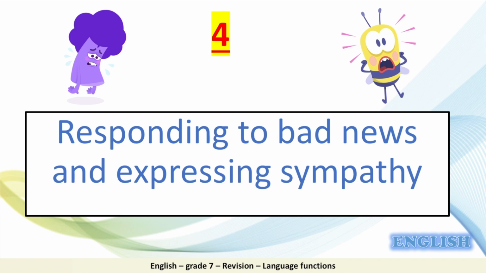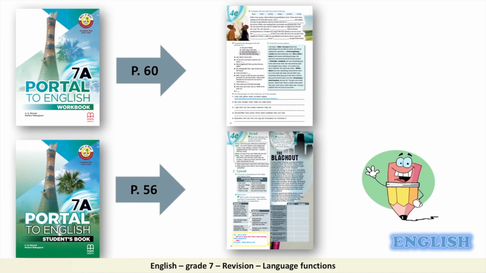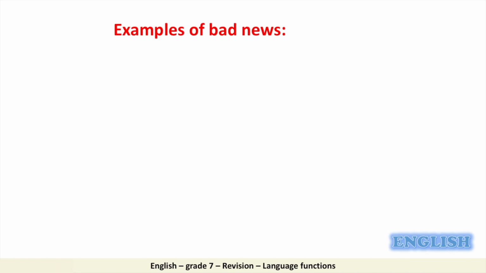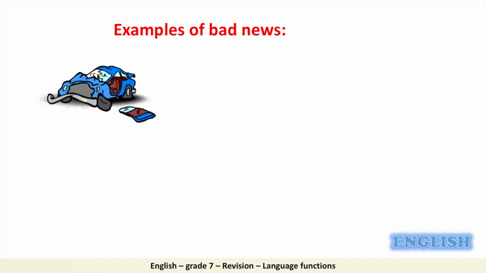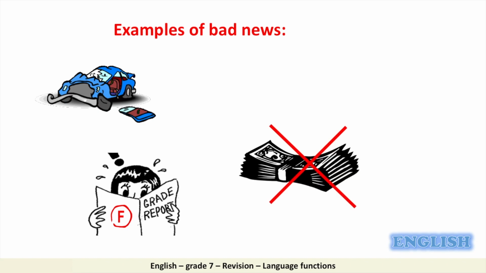Finally, let's revise the phrases used to respond to bad news and express sympathy that we learned in Unit 4. Please open your workbook to page 60 and your student book to page 56. Now, can you think of examples of bad news? That's right. For example, you had a car accident, you failed a test, you lost your money, or you broke your phone. How would you respond if you heard bad news from someone you care about?